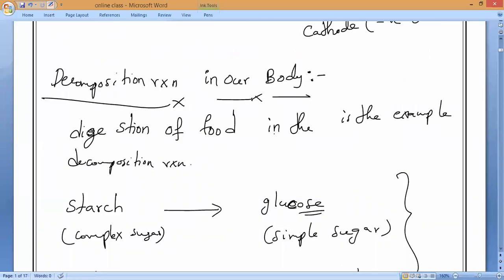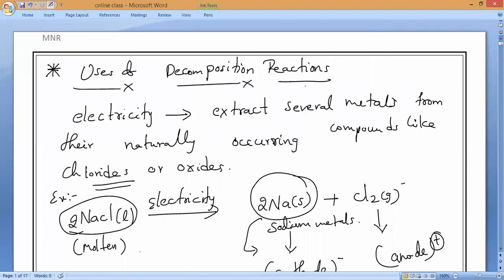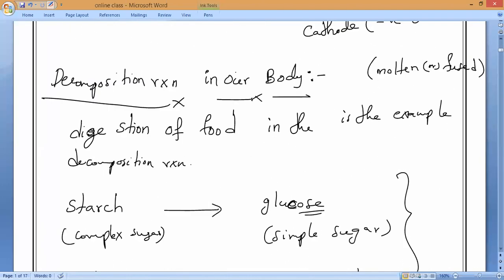Remember, all of you, molten state means melted one. And what is aqueous state, guys? Aqueous state means dissolved in water. Molten state means directly melted. Molten we can also call fused, keep in mind. Is it okay, guys? Fused, we can say in chemistry. So fused or molten metal, everything is the same. Okay, everybody. So these are the importance of decomposition reaction as well as decomposition reactions in our body.